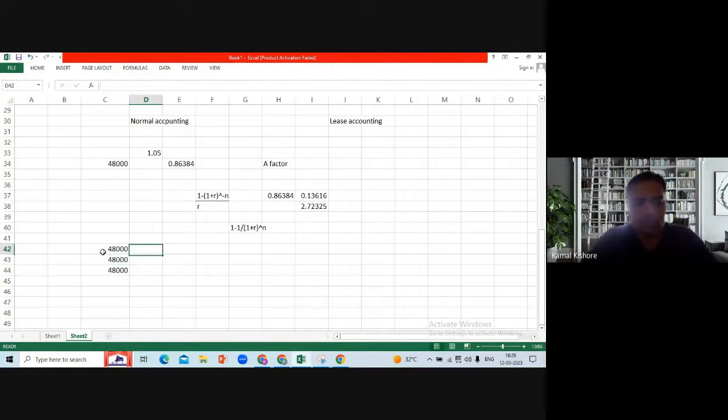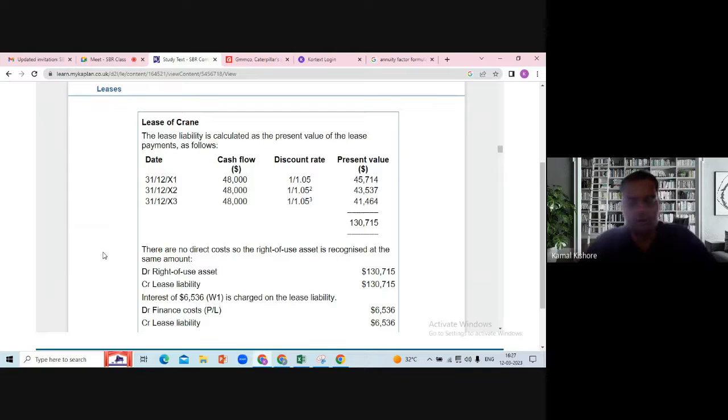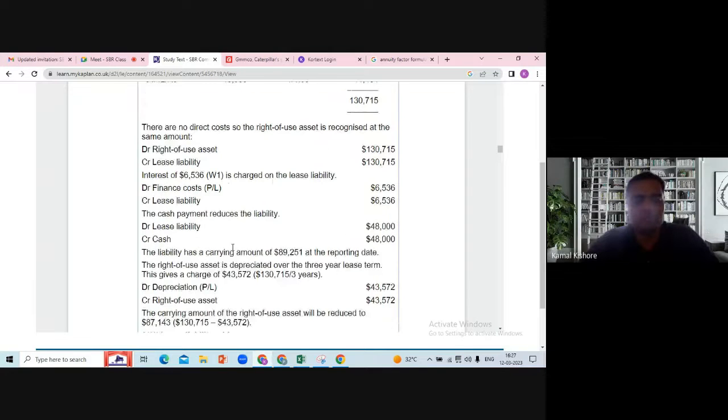48,000, 48,000, 48,000. Discounting factor equal to 1 by 1.05, right? Then this divided by 1.05, this divided by 1.05. Like this also we can do. So it's not much time, but you do have a practice. It's important because in exam we should be able to do it quickly.